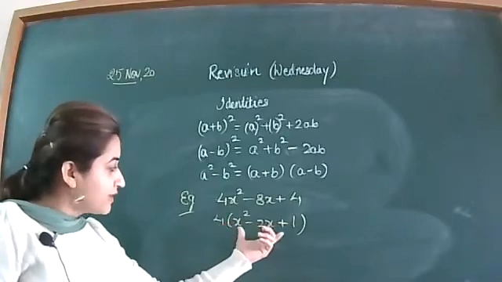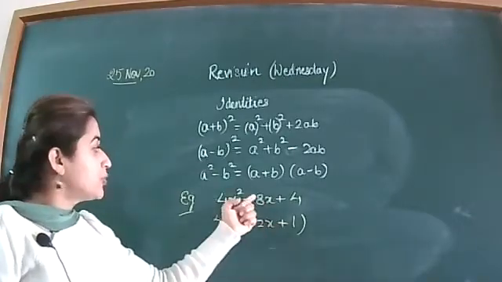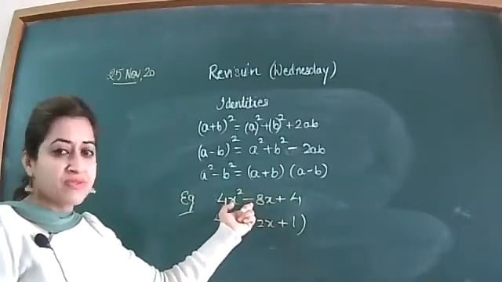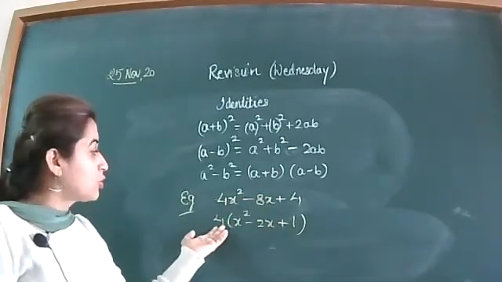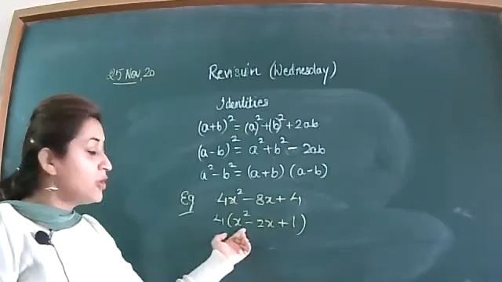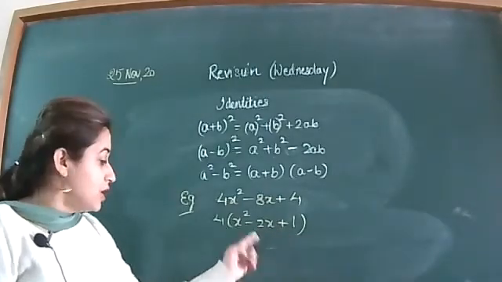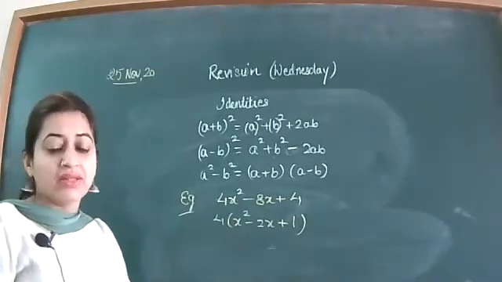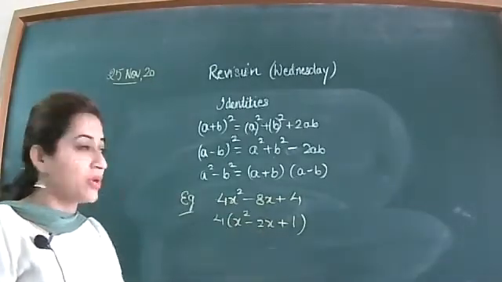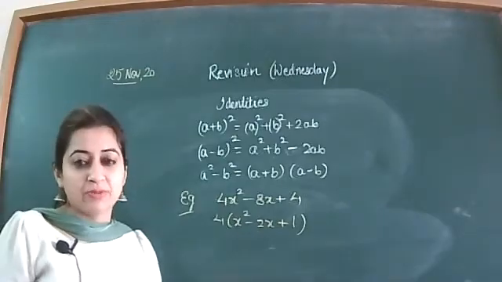So instead of applying the identity in the second step, you can directly apply the identity in the first step only, because after taking 4 common out of these 3 terms, we are not getting the 2 factors out of it. So it's compulsory to apply the identity, or we have one another method that we will discuss in the next question, that is called the middle term splitting method.